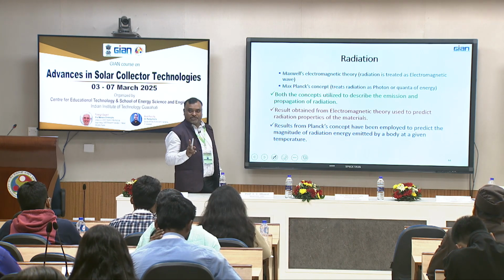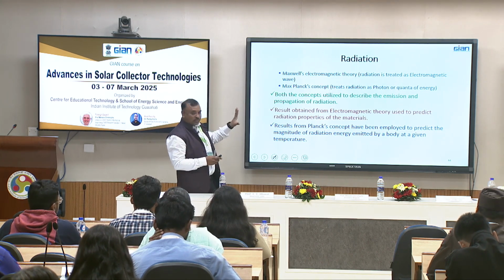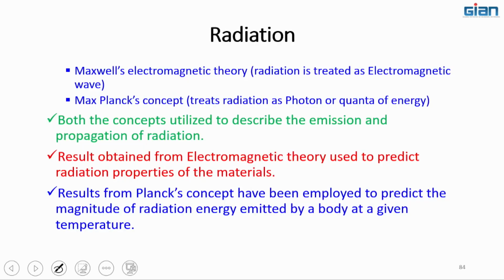See, there are two principles. One is Maxwell's electromagnetic theory, and the second one is Max Planck's constant. In Maxwell's electromagnetic theory, radiation is treated as an electromagnetic wave, and in Max Planck's concept, radiation is treated as photons or quanta of energy. But no single principle explains the radiation spectrum exhaustively, that you must know. Both concepts are utilized to describe the emission and propagation of radiation.